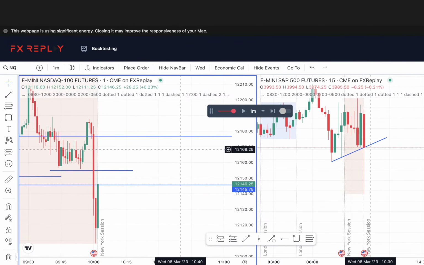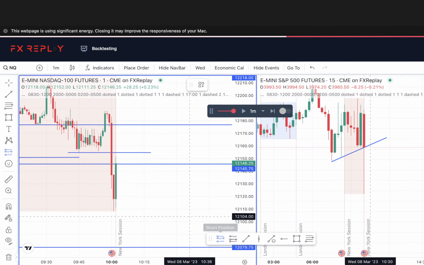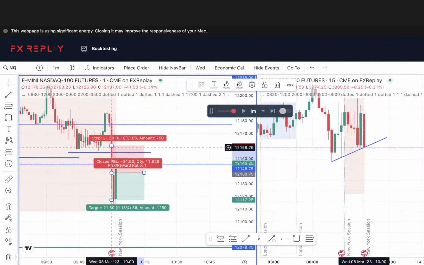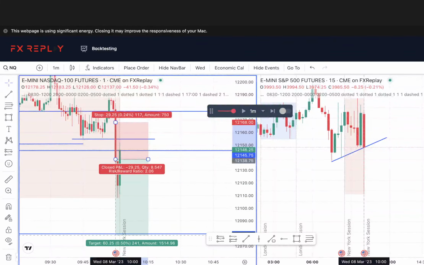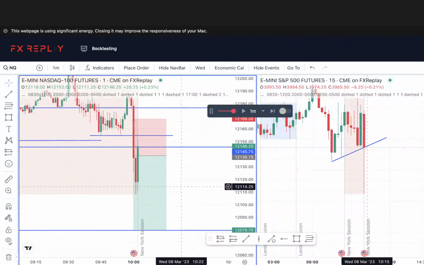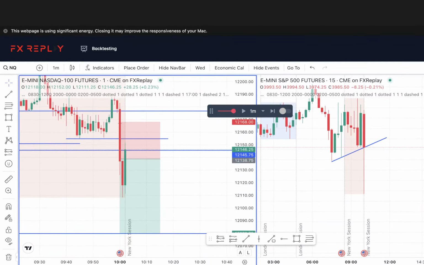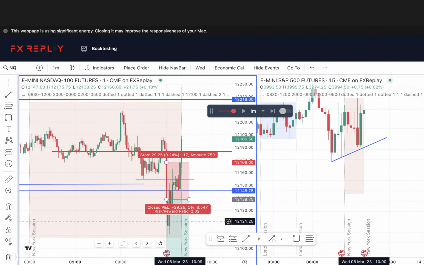Oof. This is a day where if you traded early, not watching, you would have got stopped out. But you can get in this trade if you're feeling it. I'm not confident in this trade, but yeah. This is a day it's just doing what it wants to do.